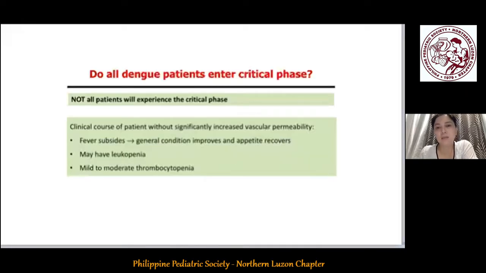So do all dengue patients enter the critical phase? Not all patients will experience the critical phase. So what happens to patients without significant increase in vascular permeability? The fever subsides and there is a general improvement in the condition, as well as the appetite, though the patient may still have leukopenia and thrombocytopenia.